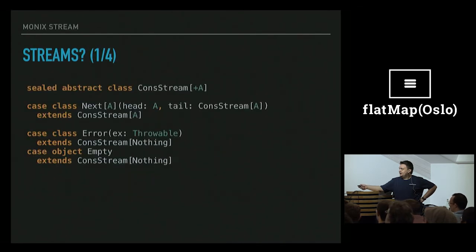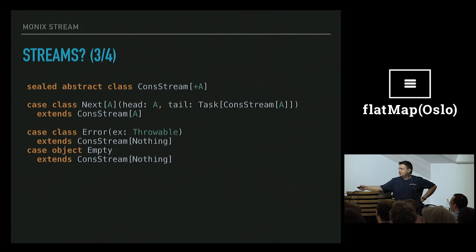We can do experiments like describe a cons list. Like we have a head and a tail. This is a normal list, but we can say that the tail is Coeval, and we can control the evaluation. If it's Coeval Now, then it's going to behave like a list because it's eager. If it's Eval Once, then it's going to behave like a stream. Or if it's Eval Always, then it's going to behave like, you know, an iterable. But we can also say that the tail is a Task, and this is interesting because this stream is asynchronous.